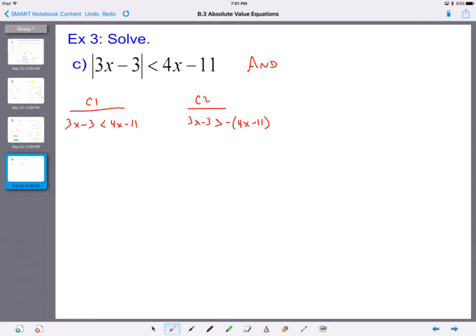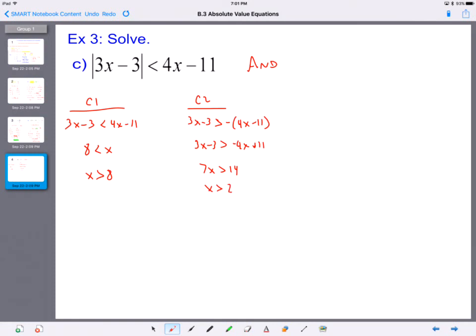I'm going to subtract 3x and add 11. So if I add 11, I get 8. If I subtract 3x, I get x. So x is greater than 8. And then on this next one, I'm going to go ahead and distribute first. So that's negative 4x plus 11. If I add the 4x, I get 7x. Add the 3 is 14, and x is greater than 2.